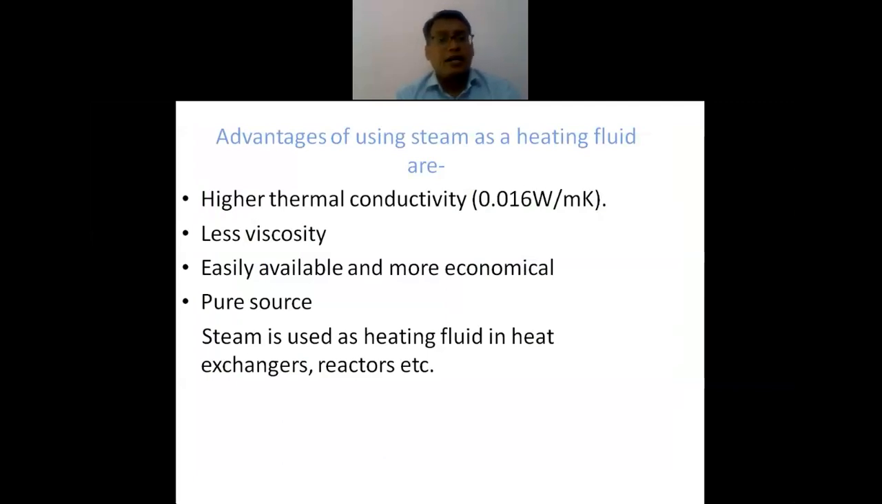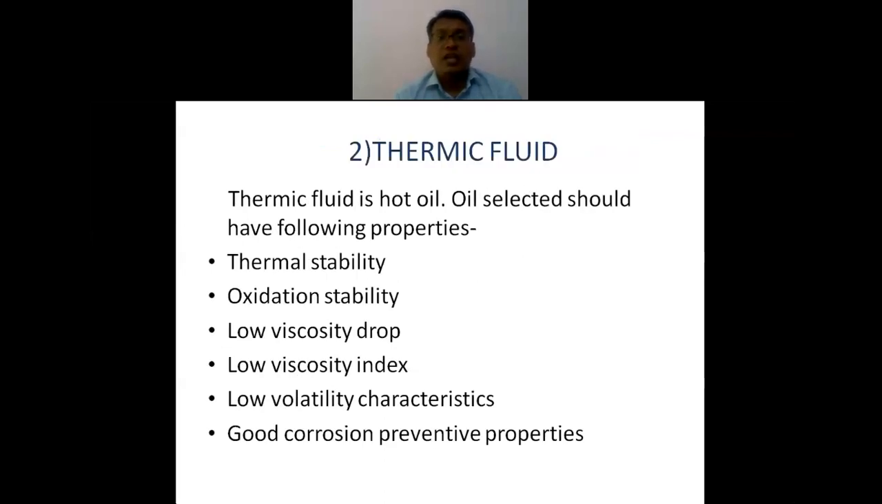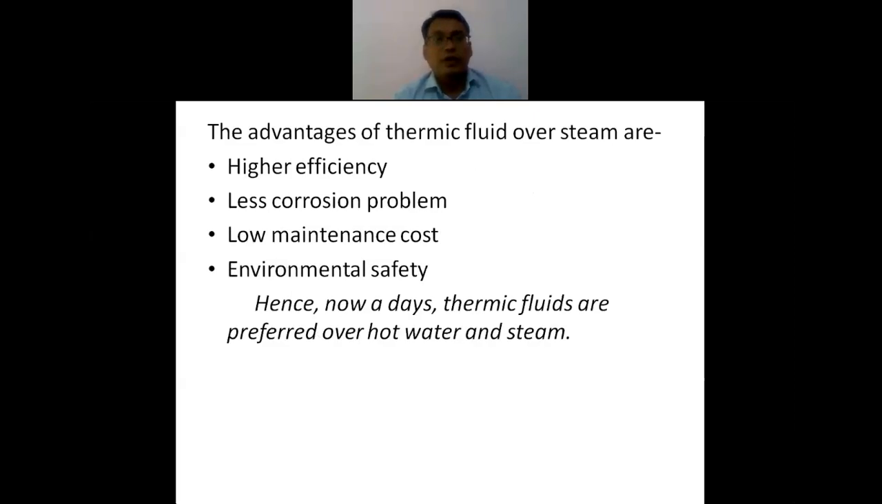Then the advantages of using steam: higher thermal conductivity, low viscosity, easily available, and more economical. It's a pure source. Steam is used as a heating fluid in heat exchangers, reactors, etc. Next is the thermic fluid. The thermic fluid is the hot fluid. The oil selected should have the following properties. It should be thermally stable, with oxidation stability and temperature stability at a higher temperature. Then low viscosity index, low volatility characteristics, and good corrosion prevention properties.